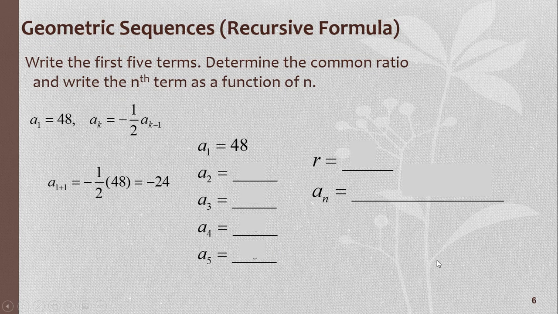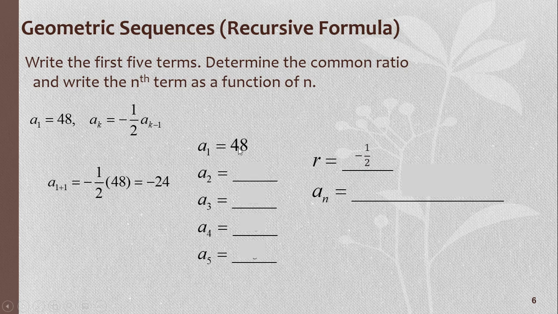All right. Let's take a look at the geometric sequence. We're going to write the first 5 terms, determine the common ratio, and write the nth term as a function of n. So my first term is 48, and my kth term is negative 1/2 of the previous term. So my ratio here is going to be negative 1/2. So what is a sub 2?